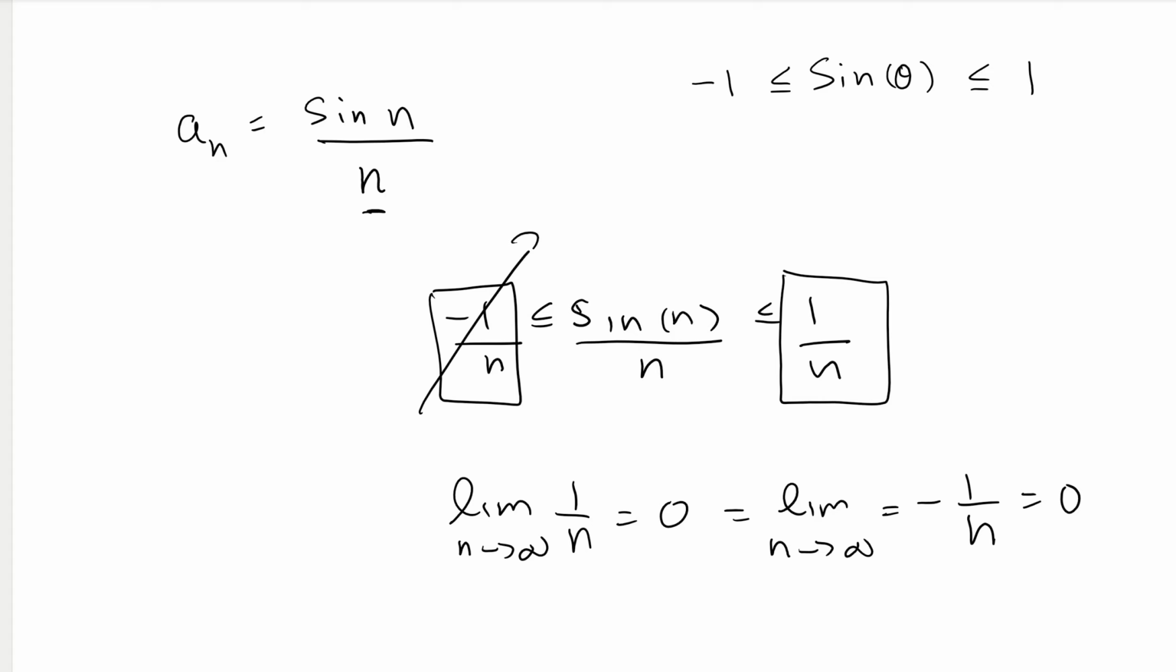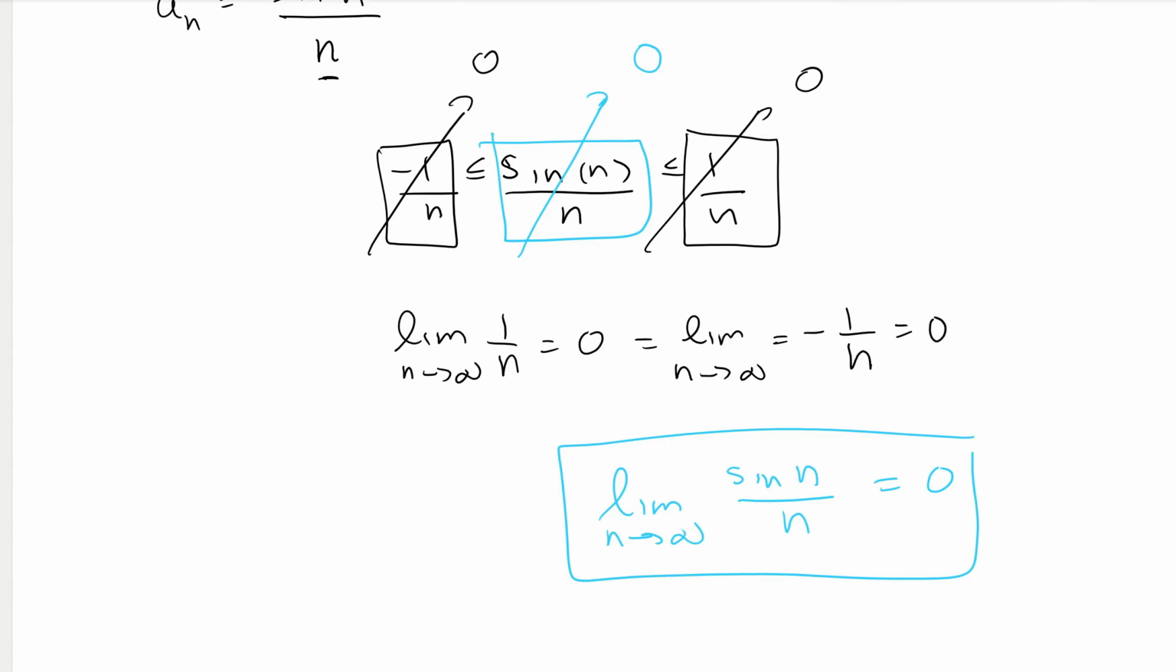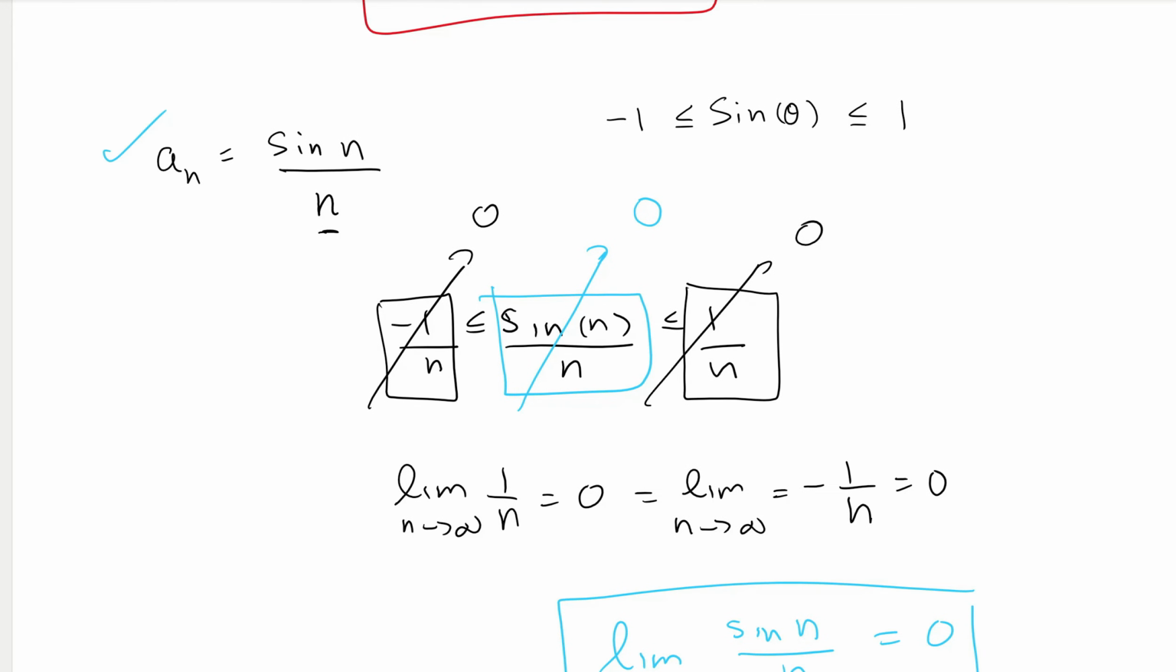So this sequence converges to 0, and this sequence converges to 0. So the sequence in the middle is also converging to 0. So the limit when n goes to infinity of sine n over n is 0, by the squeeze theorem. So this sequence is a convergent sequence. See, again, it's very easy to use the squeeze theorem.